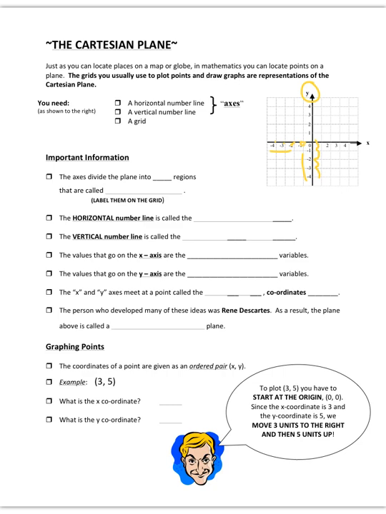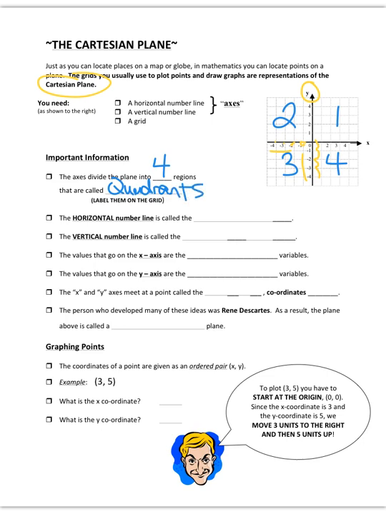Okay, so we have a horizontal number line and a vertical number line. We call these axes on a grid. And so this is what we call a Cartesian plane. I think that is going to ask us in a minute near the bottom here. So let's go ahead and fill this in. It says the axes divide the plane into 4 regions. Can you see that we have 1, 2, 3, 4 regions? We're going to call those quadrants.